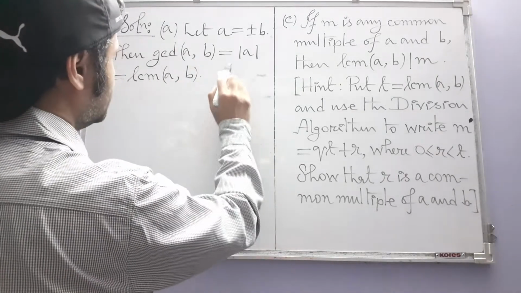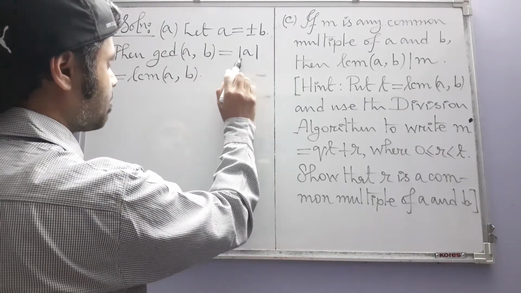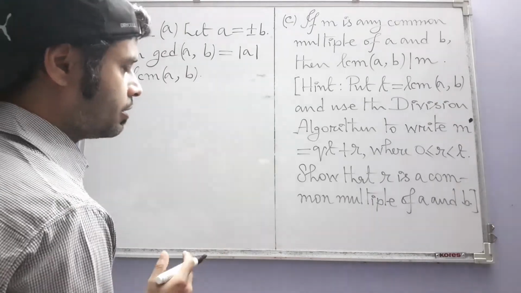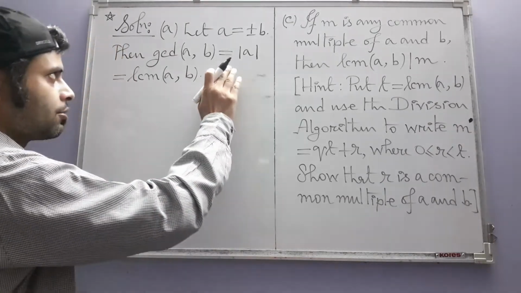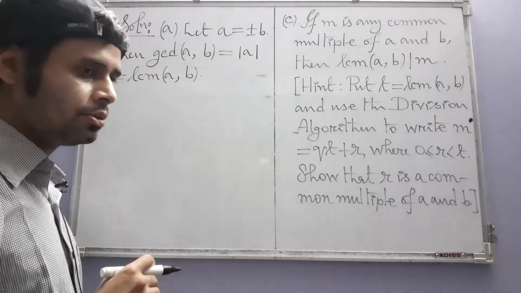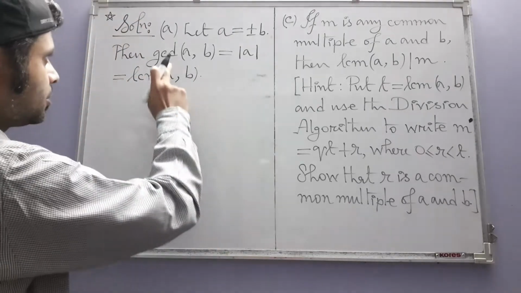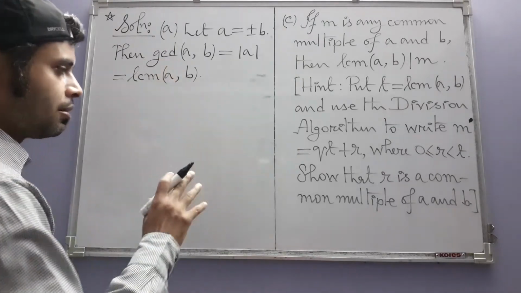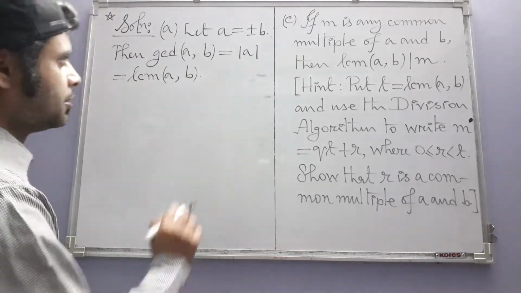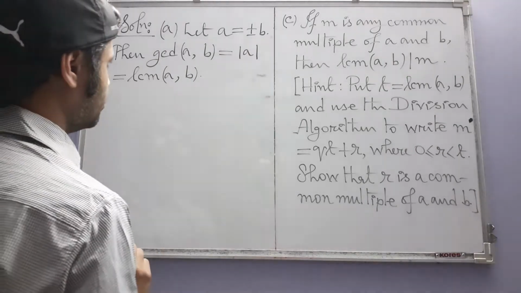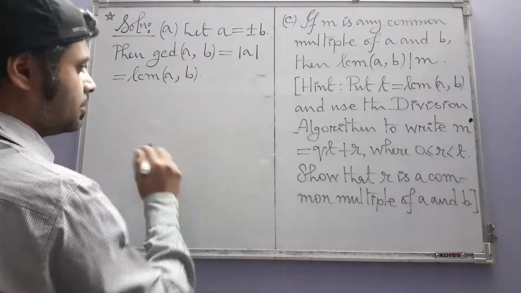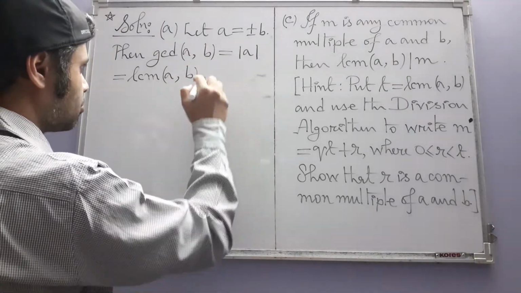Note one more thing, that we have taken the absolute value of a and not a itself. That's because we are only given that a and b are both non-zero. a may be negative also, but by definition both GCD and LCM are positive integers. So that's why we have to take the absolute value. Now we show the converse.